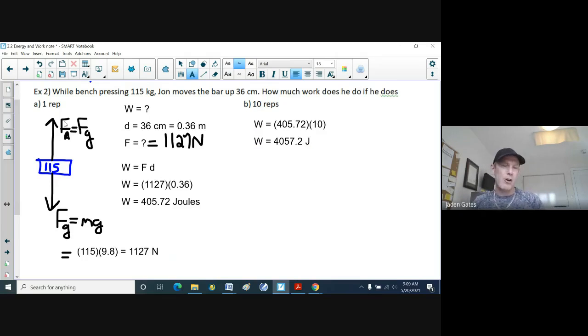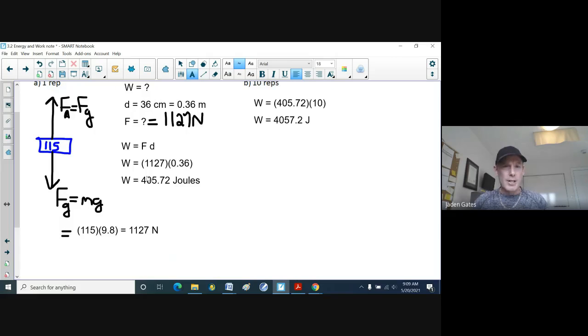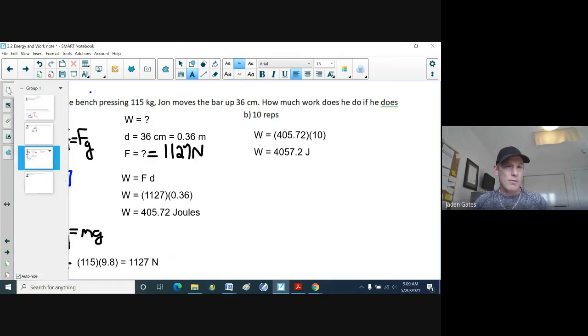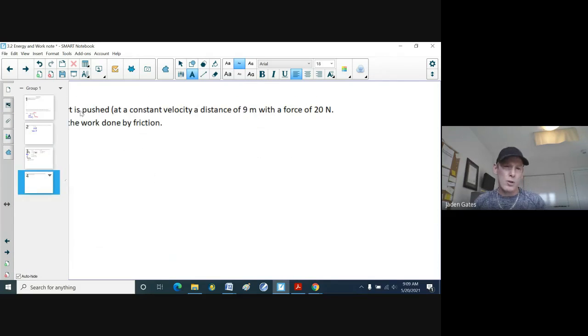So again, we had to figure out the force of gravity, and to lift that bar up, you have to fight gravity. That's the whole part about weightlifting sometimes, or most of the time. Any questions so far? All right, let's see here. I think we got one more short lesson today.